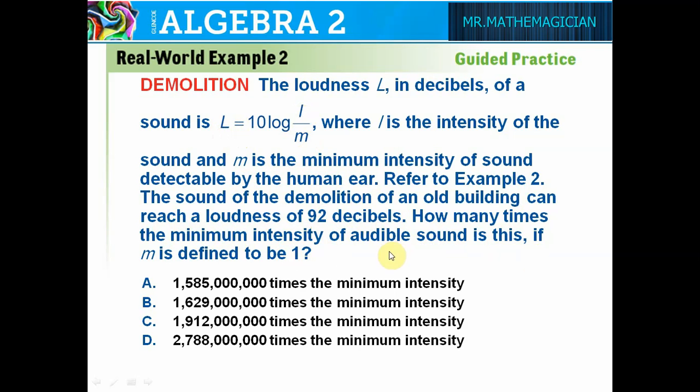And you will find the answer will be A, 1,585,000,000 times the minimum intensity.